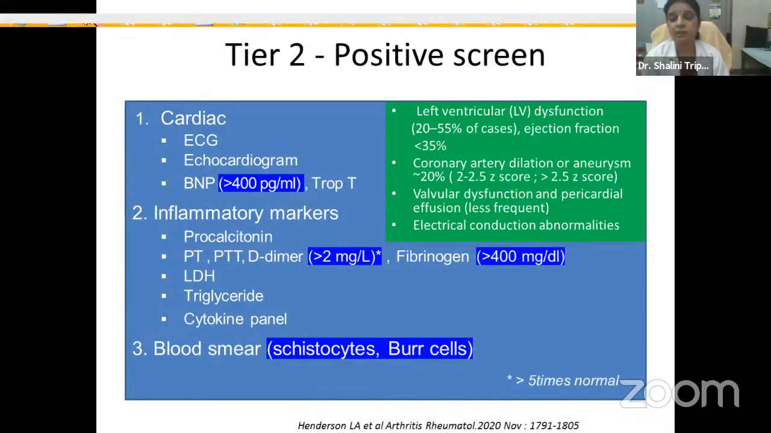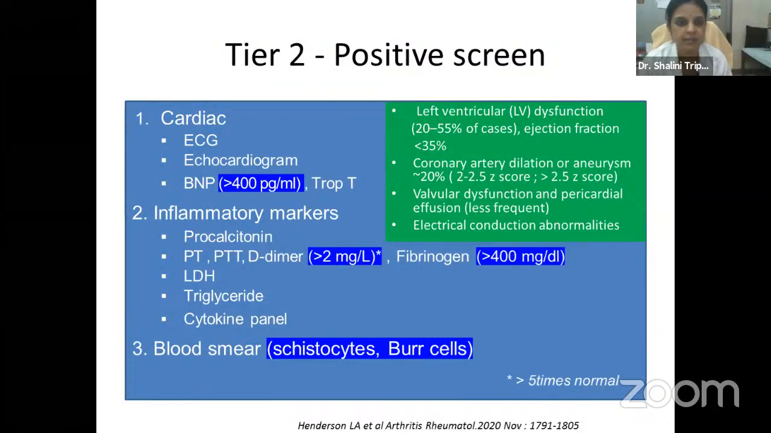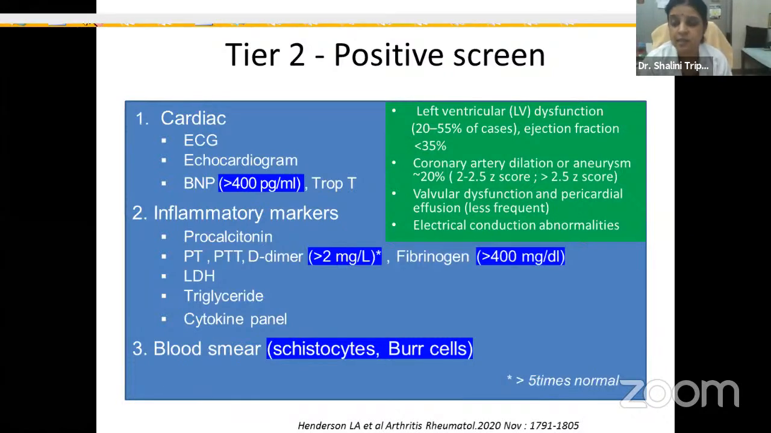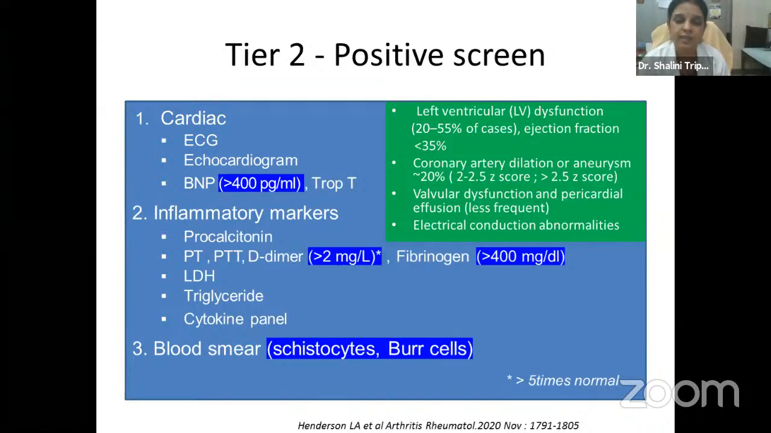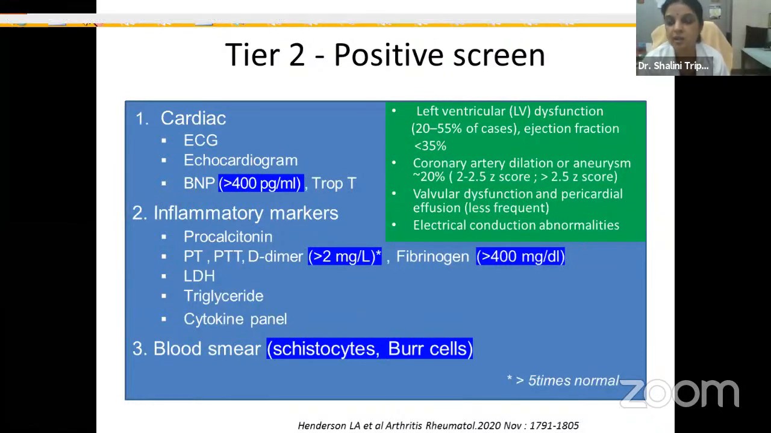So when will we call the coronary arteries dilated? If the coronary artery Z score is more than 2.5, it is called an aneurysm, and this has to be age specific and sex specific. And if the Z score is more than 10, then it is called a giant aneurysm, in which we have to give aspirin and blood thinners for a very prolonged period of time.